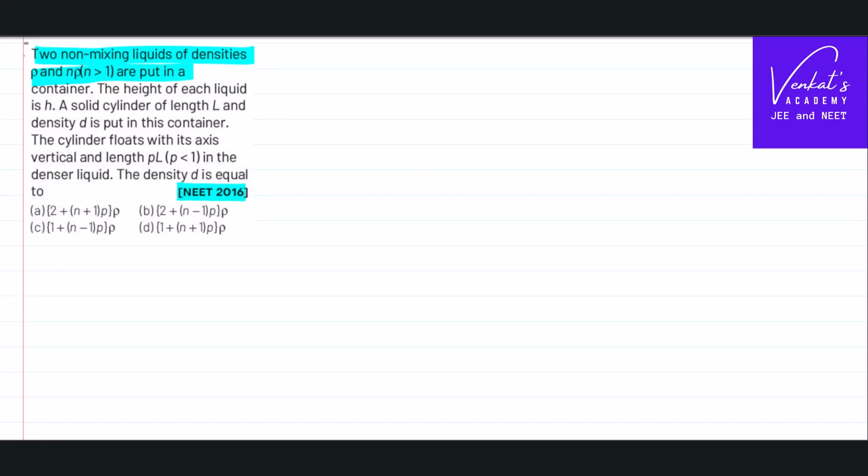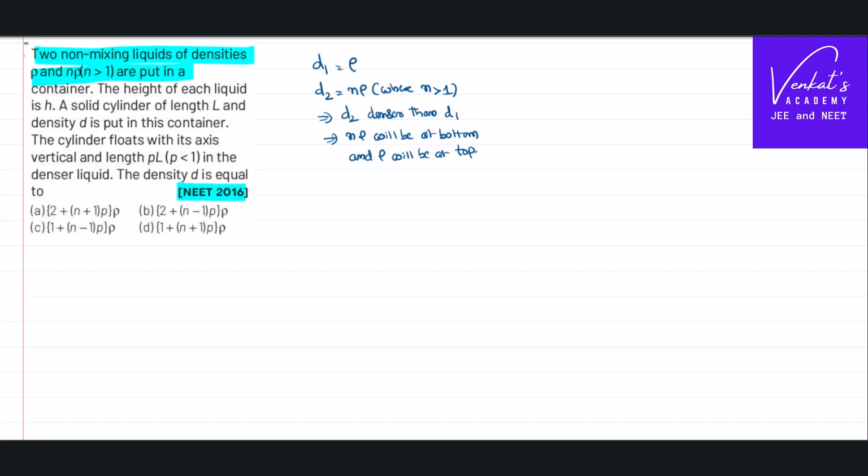Two non-mixing liquids of densities n rho and rho, where n is greater than 1. So the first thing we can understand is density 1 is rho, density 2 is n rho, where n is greater than 1. It implies density 2 is denser than density 1. That implies n rho will be at the bottom of the container because it is denser, and rho will be at the top. That's the first thing that we need to understand.